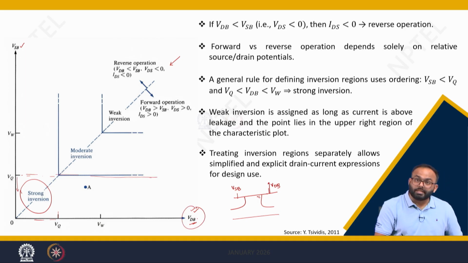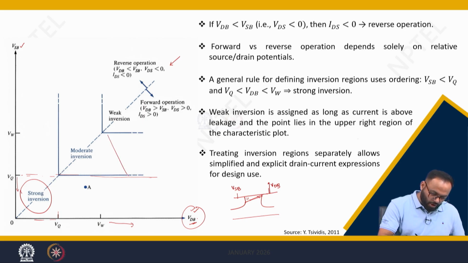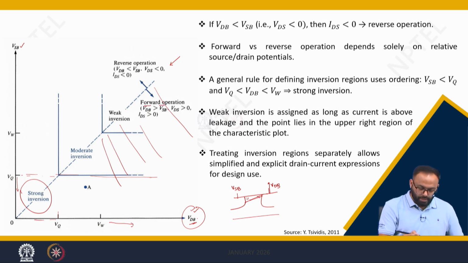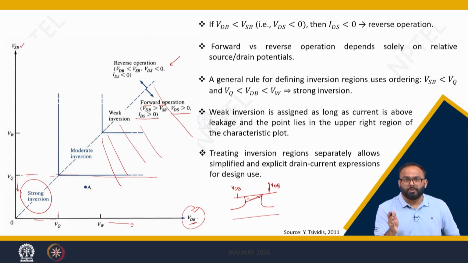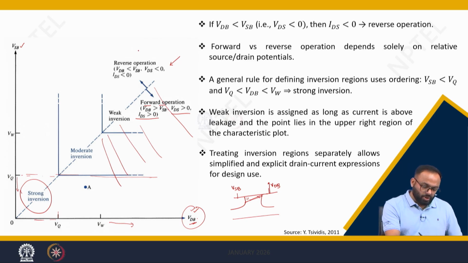Whatever the value of VD is, you will be in strong inversion until and unless your VSB increases, because this end will be strongly inverted. If you increase VDB in such a way that you go beyond this, the channel will be almost depleted at the drain end, but you will still be in strong inversion, and the channel will look like a tapered channel like this, correct. This region of operation is forward operation, where we have already discussed that VDB is greater than VSB, meaning VDS is greater than 0. This will give you a current from drain to source which is greater than 0 or positive. There is another operation which is called reverse operation.